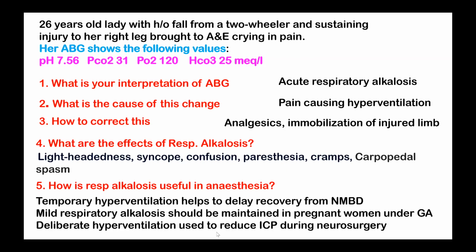Deliberate hyperventilation was used to reduce ICP in the earlier days during neurosurgery also. When the surgeon is about to open the dura, sometimes they may complain of a tight brain, the bulging brain. At that time, instead of giving diuretics and other things, anesthetists used to do hyperventilation to reduce the ICP and bring down the tension, but it is not recommended anymore now, because it also causes vasoconstriction and affects the blood circulation.